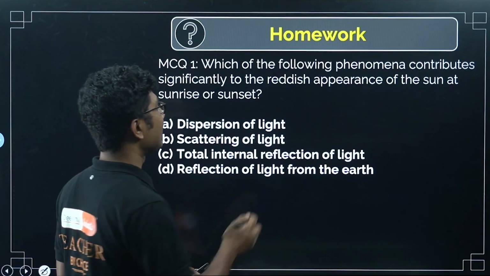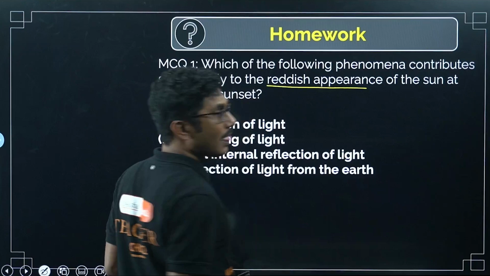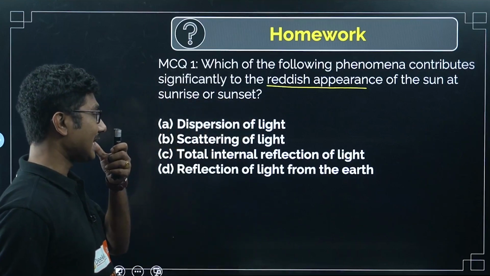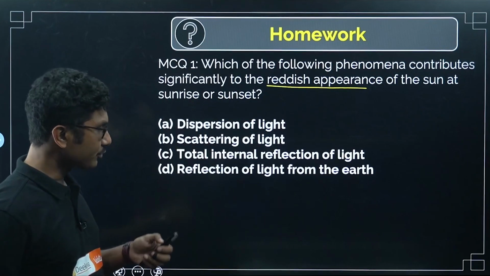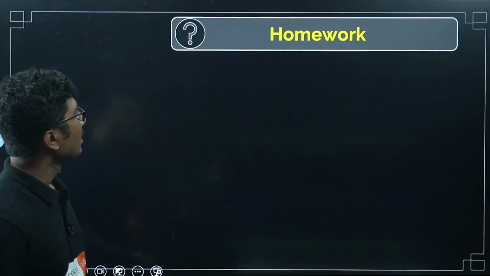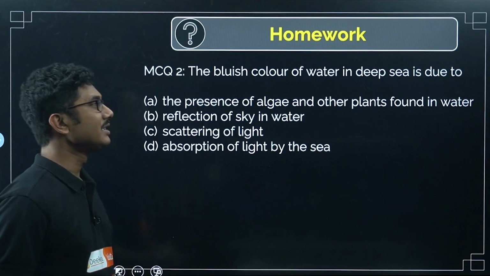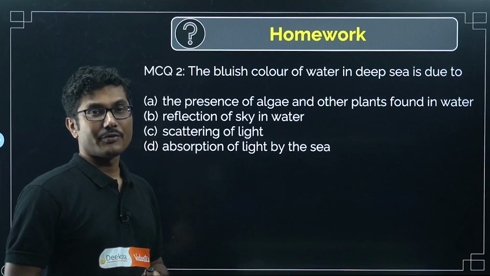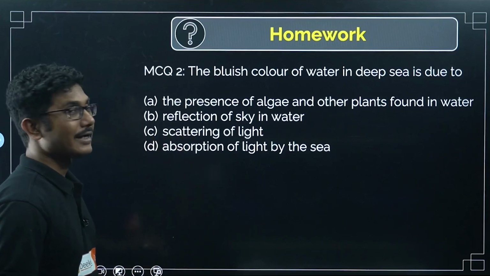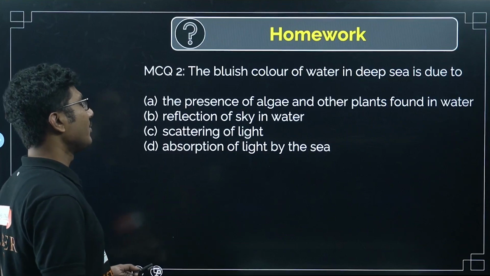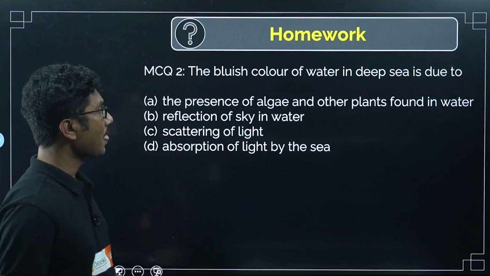So what is the reddish appearance of the sun? Because during sunset and sunrise. So you have to answer the options. Next question, the bluish color of water in deep sea is due to. I have explained this question. Read this and try to answer this question. What is the correct option?